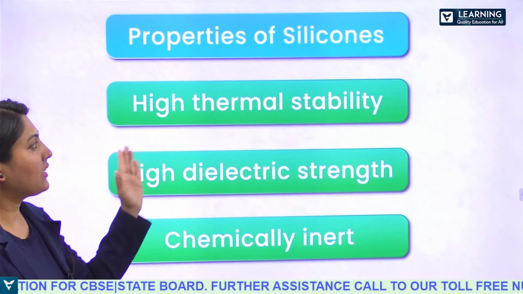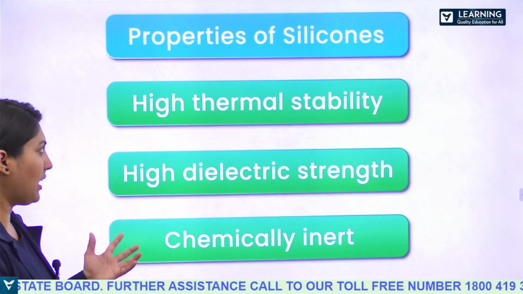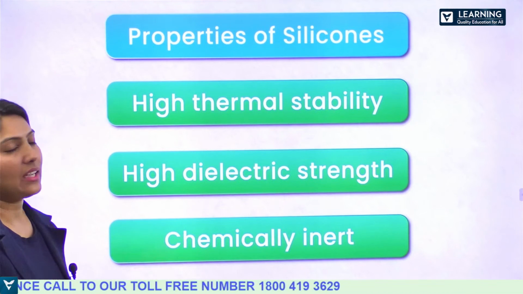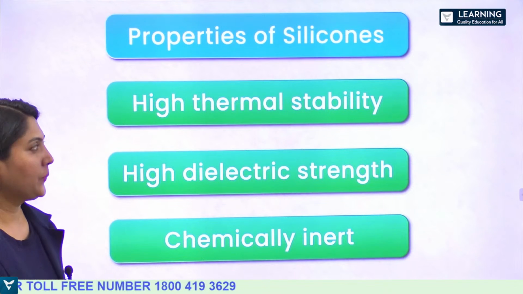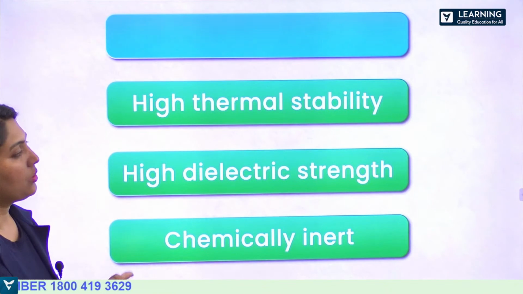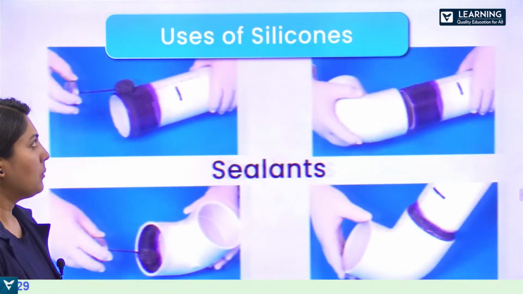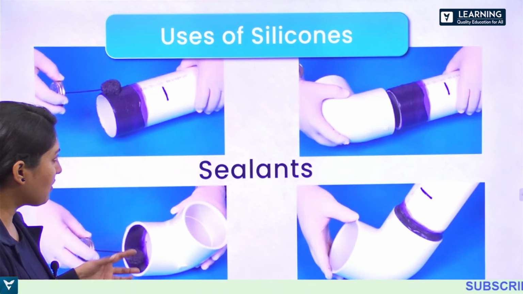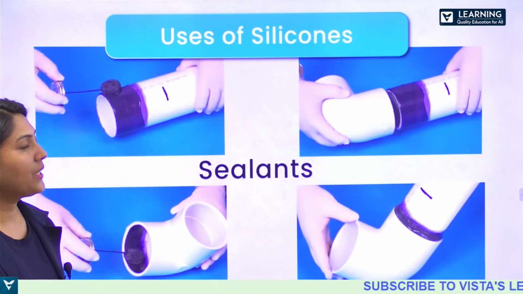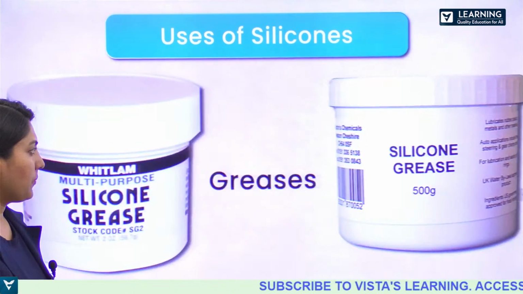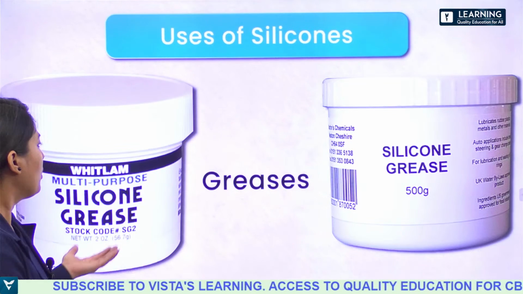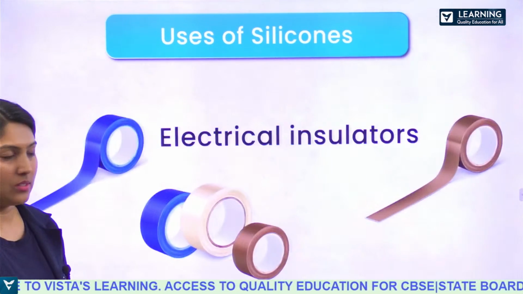They can withstand high temperature. They have high thermal stability, high dielectric strength, and they are chemically inert. So these are used for other purposes. As you see, they are used as sealants. For sealing purposes, these silicones are used. And for greasing, for making a lubricant also, we use these silicones.